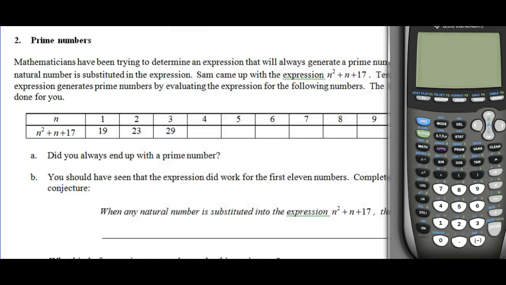Okay, calculator trick. Go to y equals. We're going to put in the expression n squared, only it's going to be x. So x squared plus x plus 17. Okay? And then we just go into the table. So when x is 0, we don't want x is 0, right?